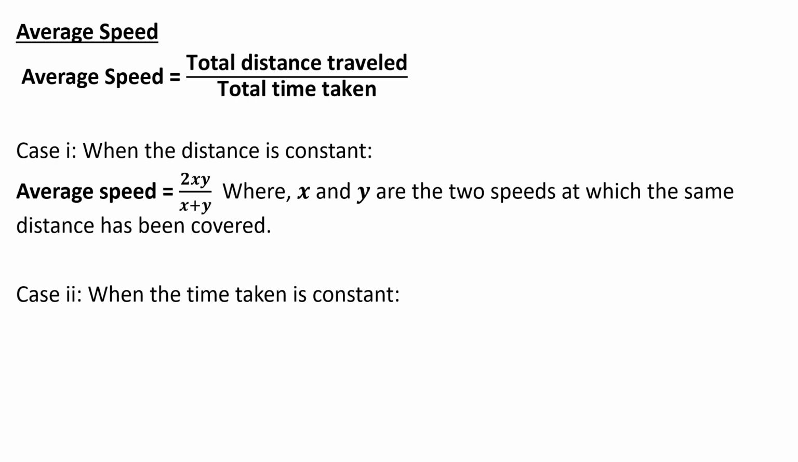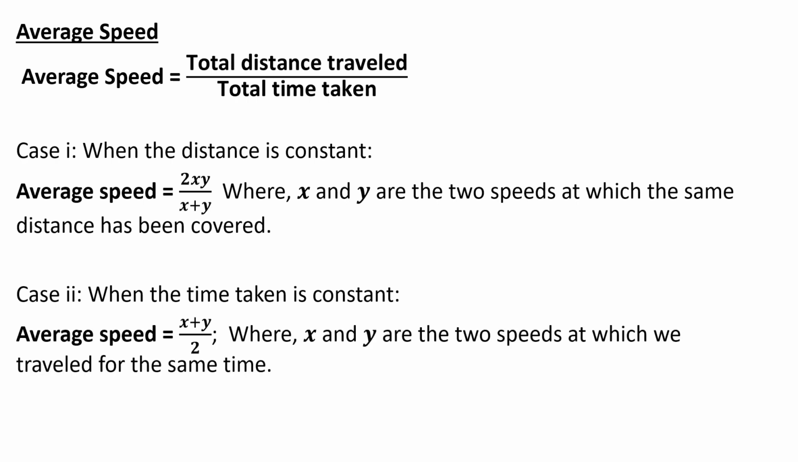Case 2, when the time taken is constant, the distance will be different. Say for example, in the first 1 hour he travels with 5 kilometer per hour, and in the second hour he travels with 10 kilometer per hour. If you want to find the average speed, you have to use the formula x plus y divided by 2. Here x and y are the two different speeds.